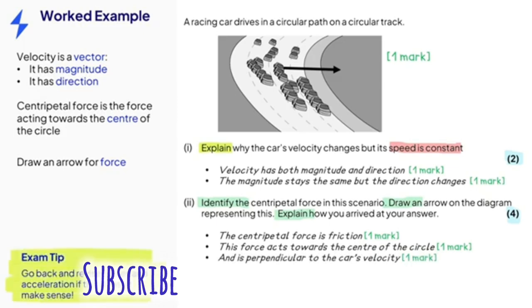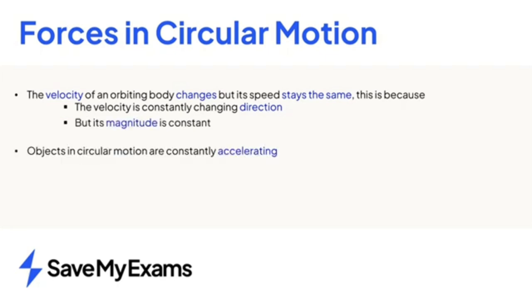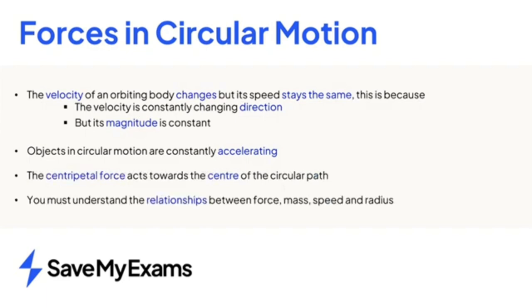This topic builds on Newton's laws, so go back and revise them if this all feels like it's a bit much. In a circular path, velocity changes while speed remains constant. This is caused by an ever-changing direction of velocity at a constant magnitude. Changing velocity means objects on a circular path are always accelerating towards the center. This acceleration is caused by a centripetal force. You must understand how changing force, speed, radius, or mass of the object in circular motion affects all the other quantities.